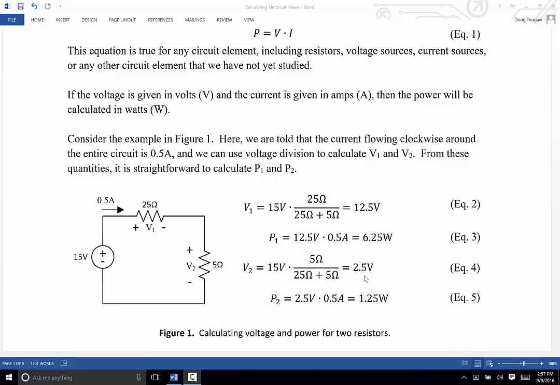We can then multiply the voltage by the current to get the amount of watts. So 6.25 watts is associated with the first resistor, and 1.25 watts is associated with the second resistor. That's really all there is to it.